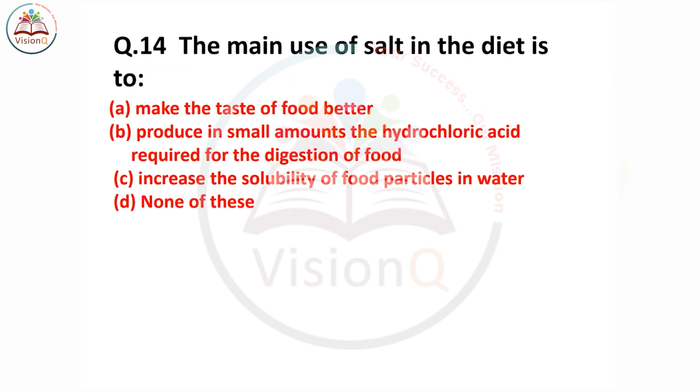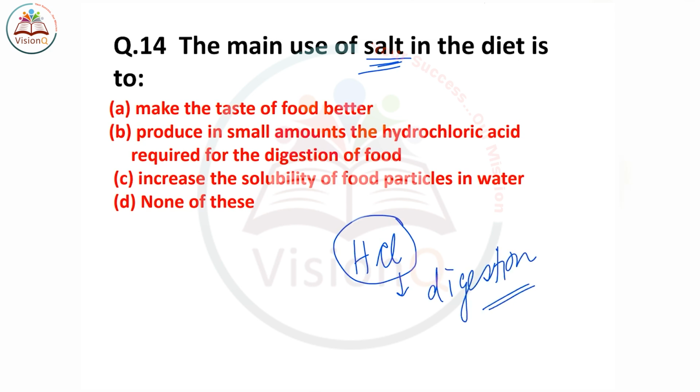The main use of salt in the diet. Okay, why do you use salt in the diet? Basically to produce some small amounts of hydrochloric acid. Now you know everyone, HCl is present in our stomach, and basically the main use of HCl is to help in digestion of food. So the main use of salt in the diet is to produce some amounts of hydrochloric acid to help in the digestion of food. So the answer will be option number B of question number 14.